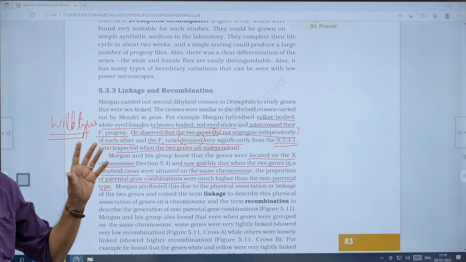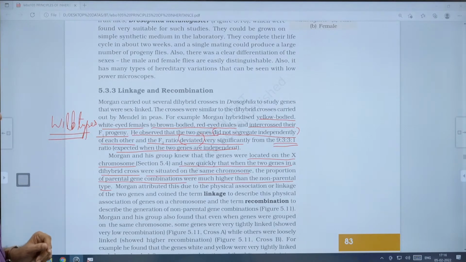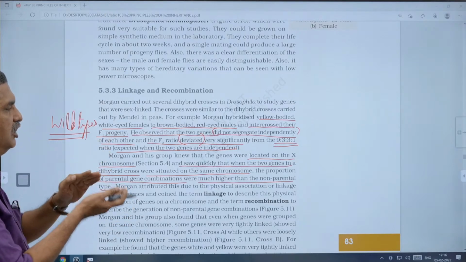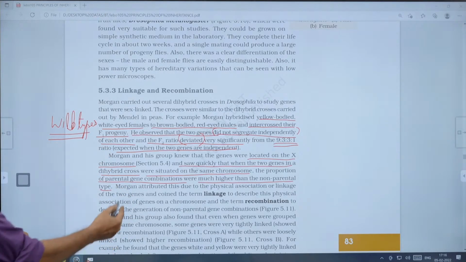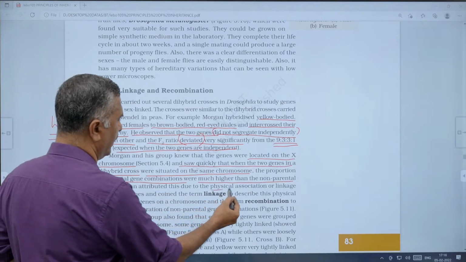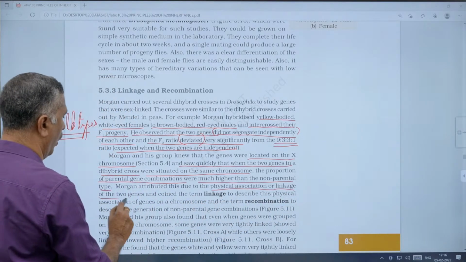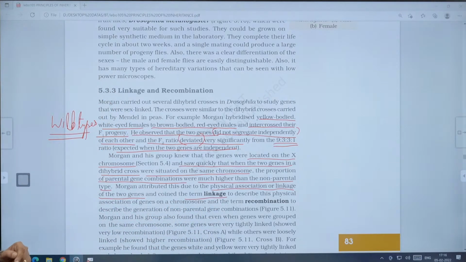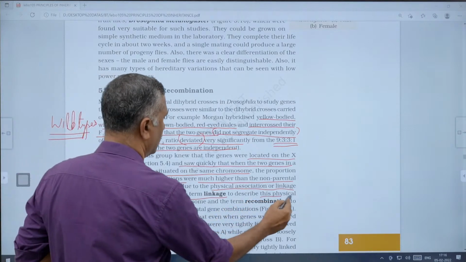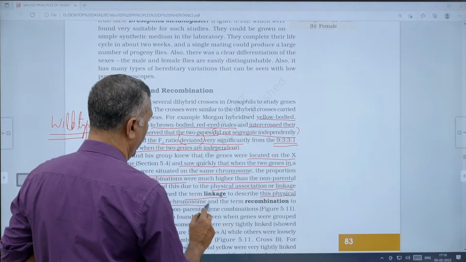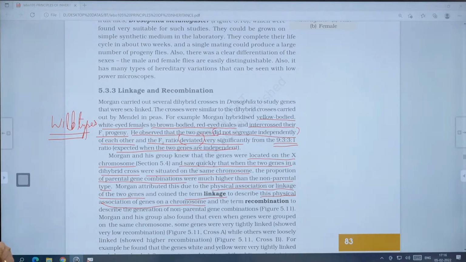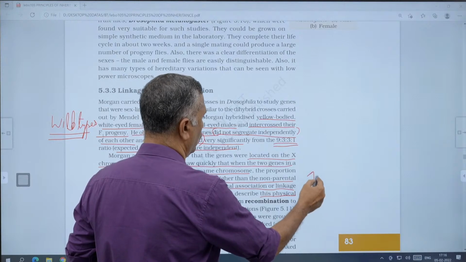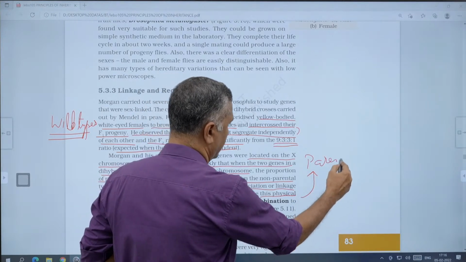What took place here, mostly, in this cross, is linkage. The physical association of the genes is called linkage. Morgan attributed this to the physical association, or linkage, of the two genes and coined the term linkage to describe this physical association of genes on a chromosome. And what will be the result? It will lead to an increase in the proportion of the parental types.